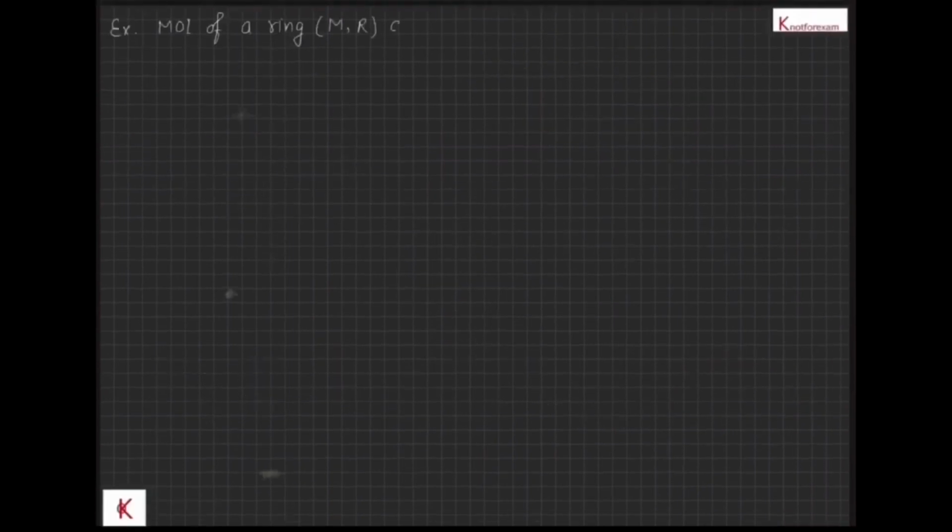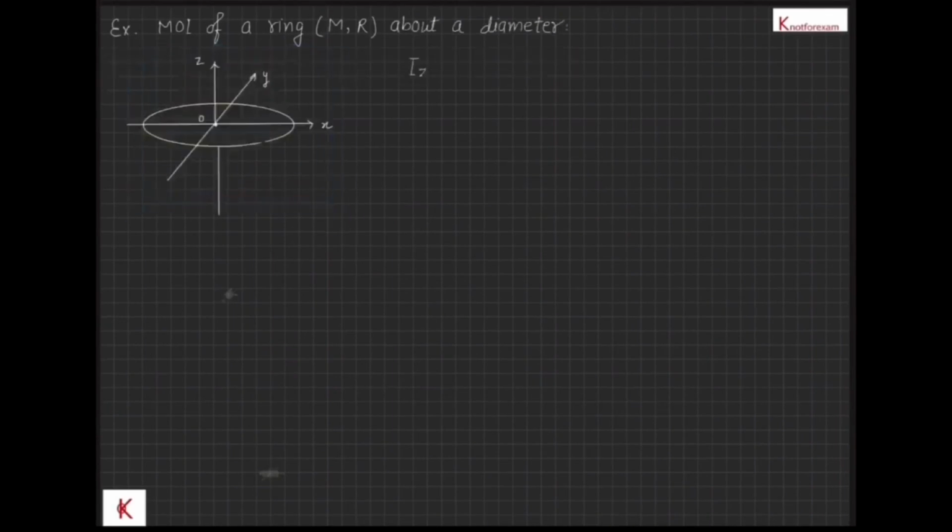Moment of inertia of a ring of mass m and radius r about a diameter. You can see from the figure that by symmetry Ix will be equal to Iy. Let this be I, that is the moment of inertia about a diameter, and Iz will be Ix plus Iy, that is equal to 2I. So I will be half mr square.